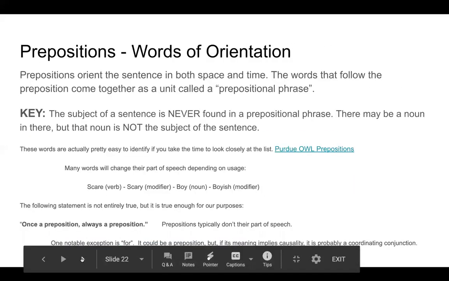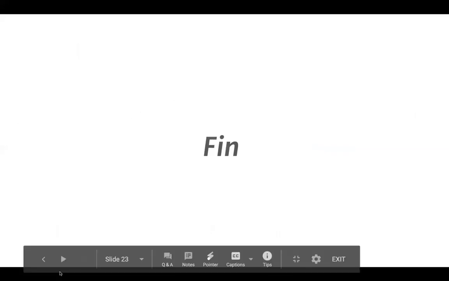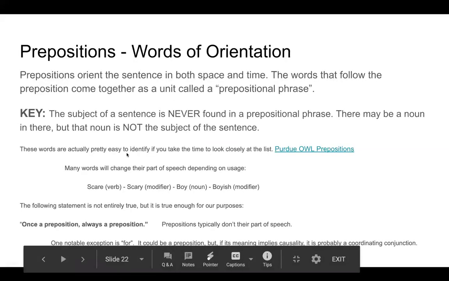And that brings us to prepositions, words of orientation. This is going to be in our worksheet for this evening. So here's some new material, prepositions. Here is the main thing here on prepositions. Preposition, words of orientation.